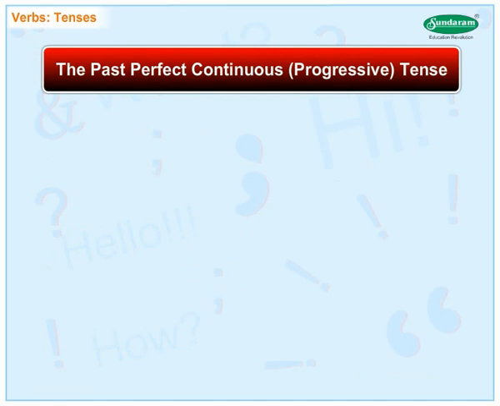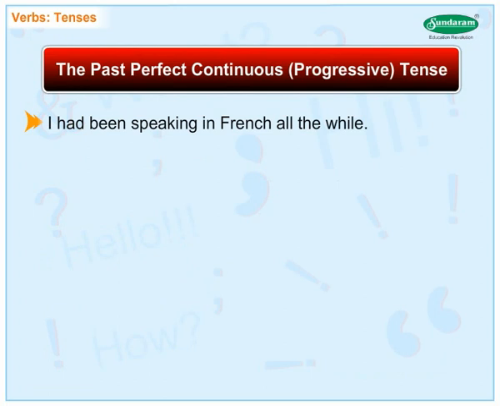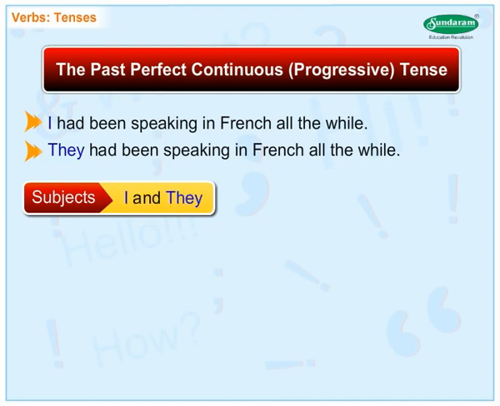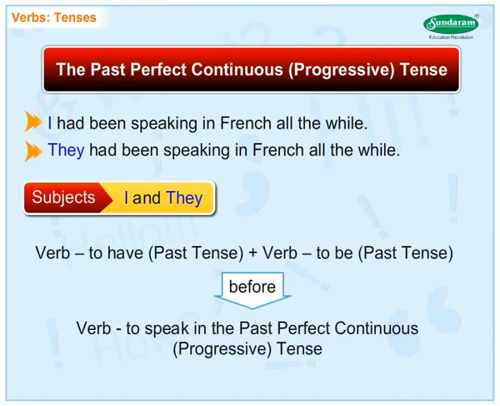The past perfect continuous progressive tense. I had been speaking in French all the while. They had been speaking in French all the while. The subjects are I and they. The verb to speak takes the past tense of the verb to have along with the past tense of the verb to be before it in the past perfect continuous progressive tense.